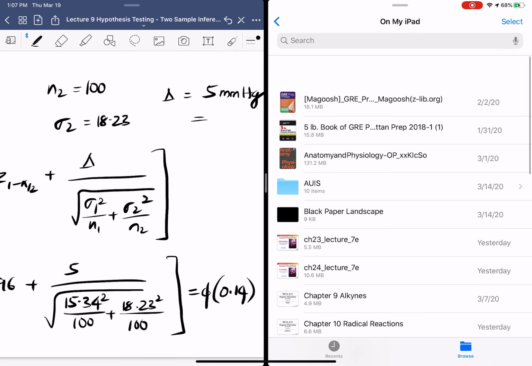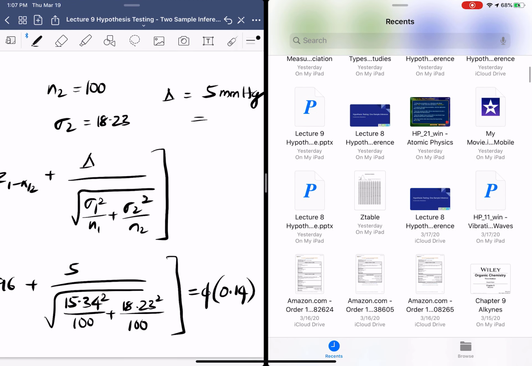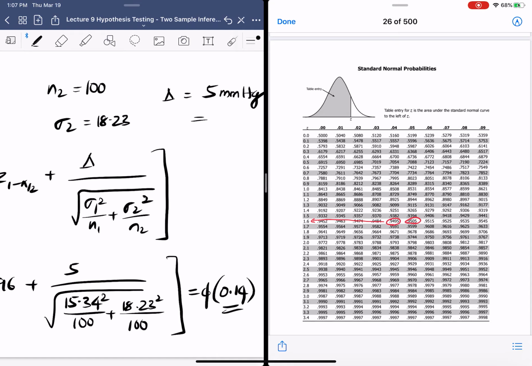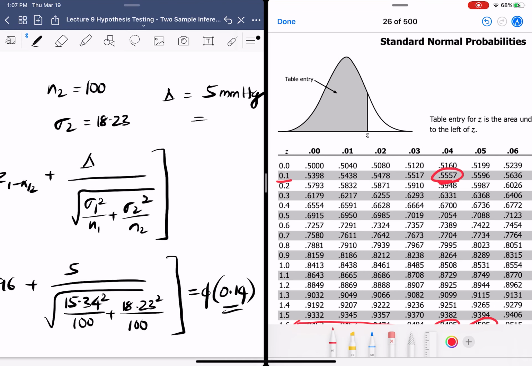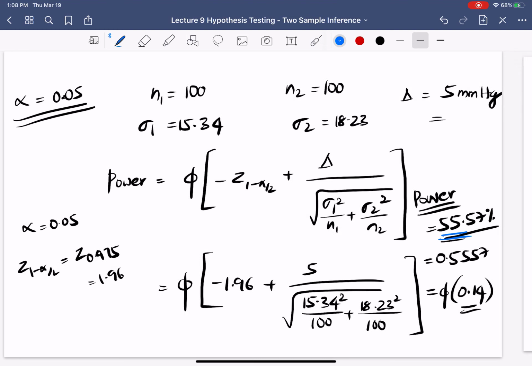Now let's use the Z table to determine this. In the Z table, we are looking at 0.14. So you have 0.1 and you have 0.04, and the value is 0.5557. So it becomes 55.57%. This is the power of the test. This is how you can calculate the power of a test.